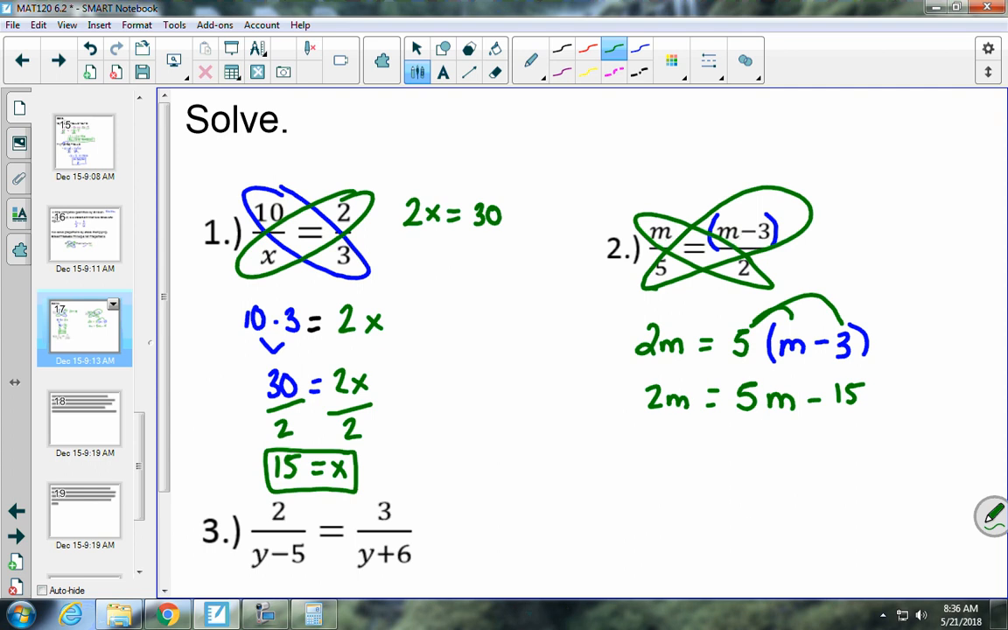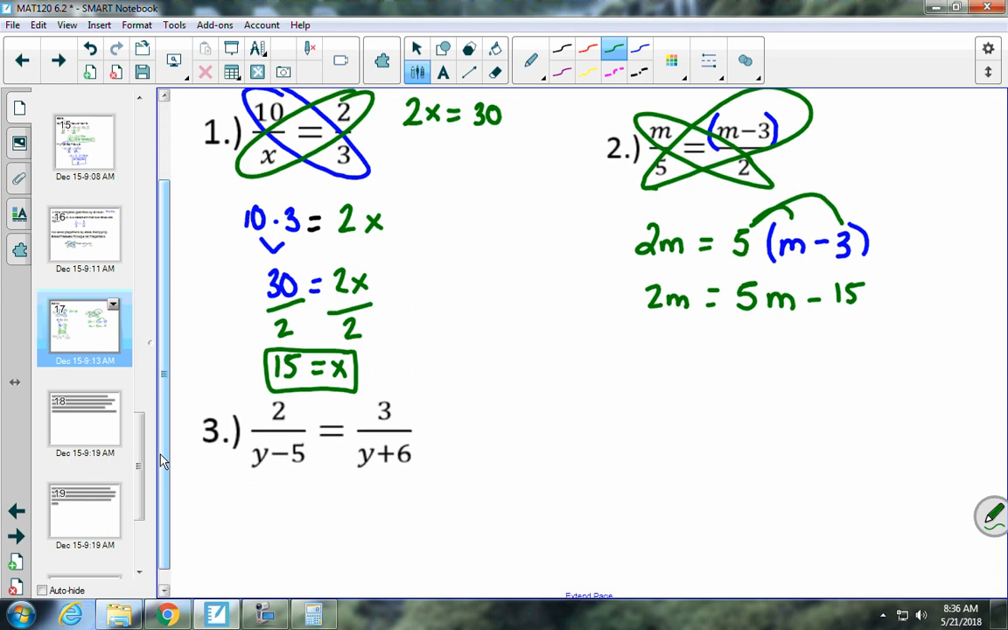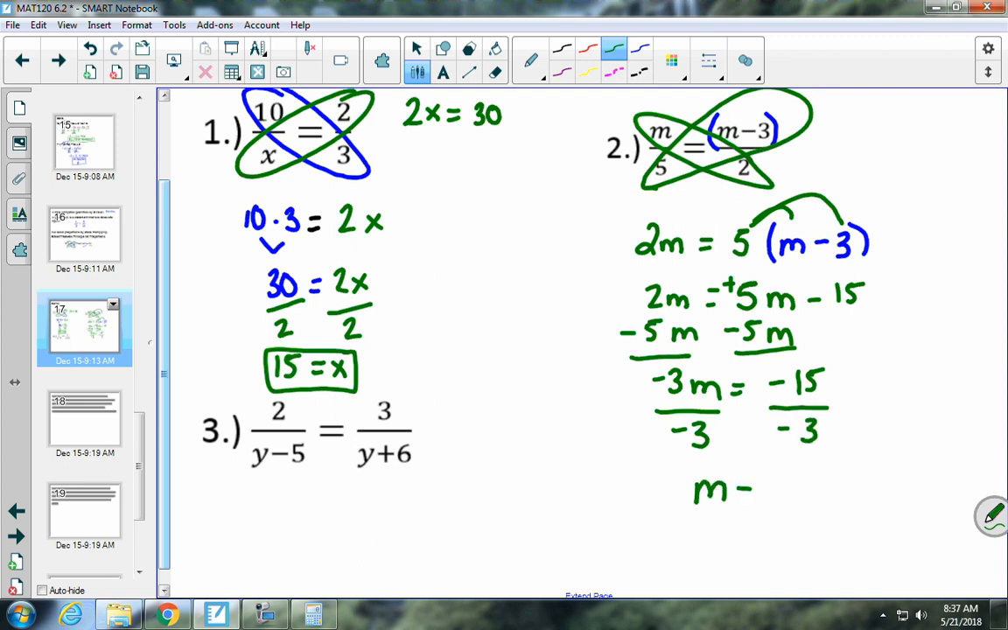Now once we have this, we need to get our m's on one side and our numbers on the other. So I have to move this 5m even though it's the bigger number, because I want to get all the m's on the side where there is not a number, where there's not that 15. So I'll have negative 3m equals negative 15. Be careful to bring down all those signs. To undo that multiplication, I use division, and I end up with m equals positive 5.